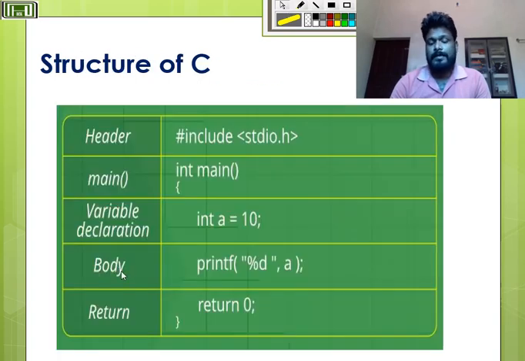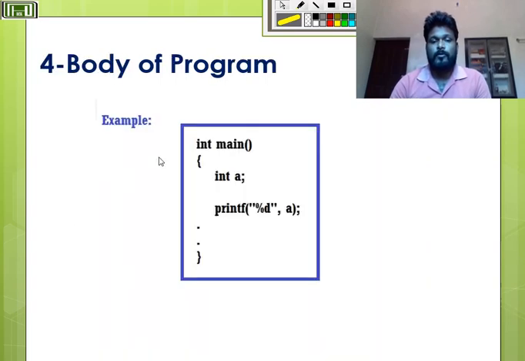Here we need to understand the body of the function, that is the fourth part, body of the program. What you can see: printf %d a. This is the printing function for displaying the value of a. This is called the body of the function.